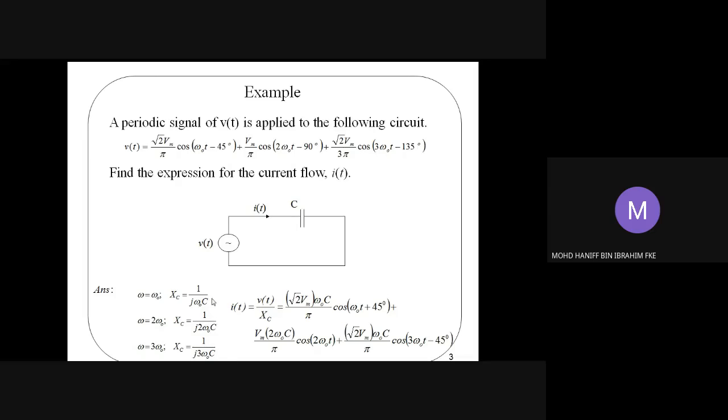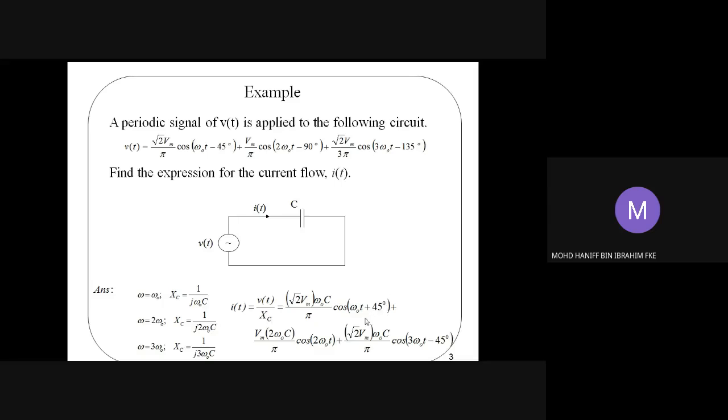So for every Xc that we have here, we can then calculate its respective current value. For example, for omega naught, the current value will be simply the voltage over the reactance, which is given by this. So we have Vm over pi, cos omega t, previously at minus 45 degrees, but since we have 1 over j omega c, which is divided by Xc, we're going to have omega naught c, and the phase is now changed to plus 45.